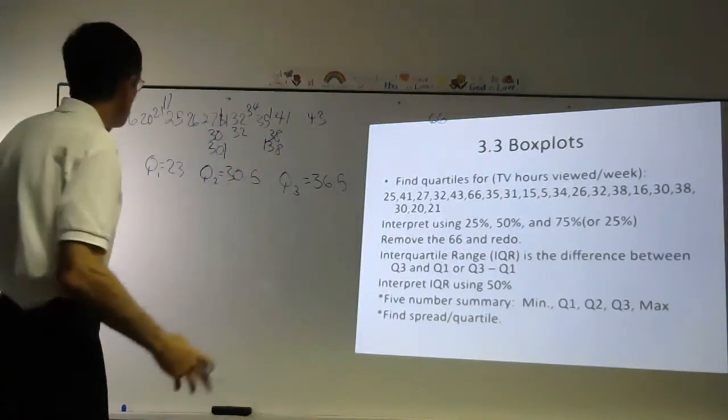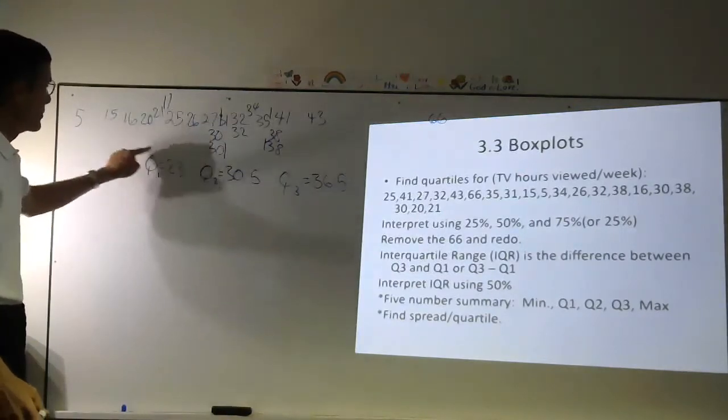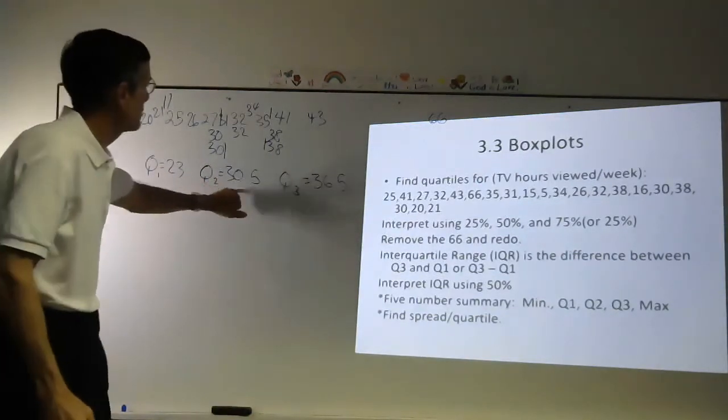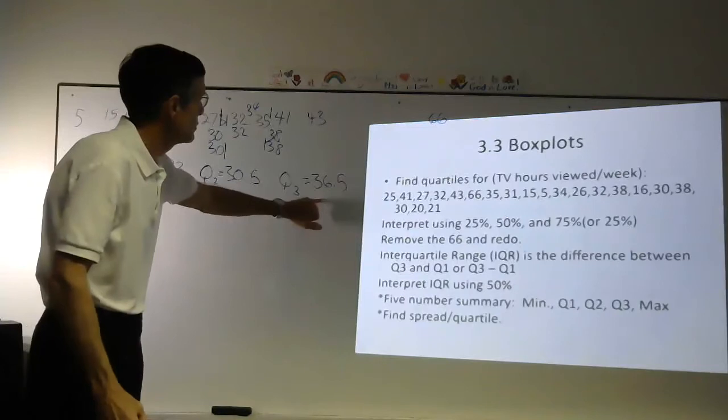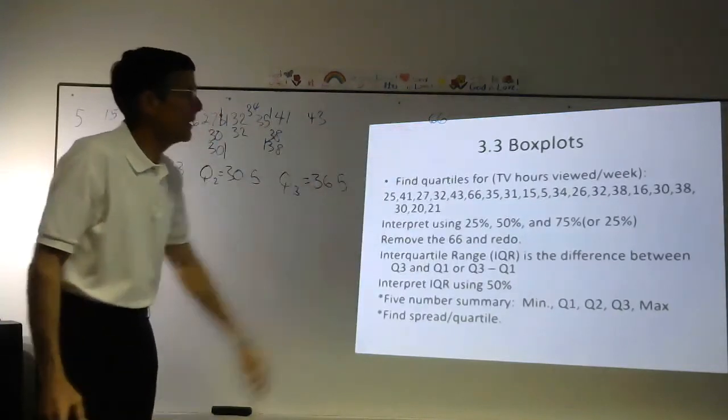Interpret using percentages. 25% of the data is in the lower quartile. 25% of the data is in between these two. 25% of the data is in between these two. And 25% of the data is from 36.5 and up.